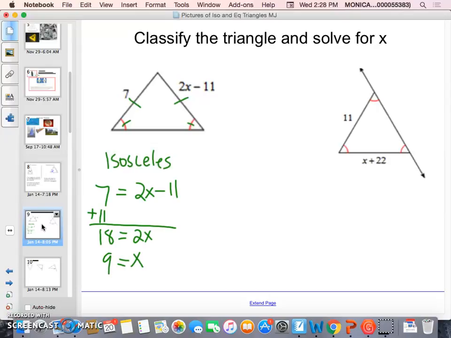I can plug it back in. 2 times 9 minus 11. That's 18 minus 11, which is 7. So I did it correctly.